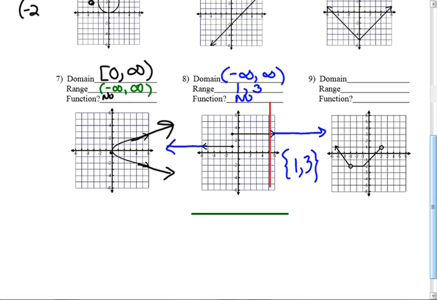So this one's kind of a little bit tricky, and I've done all the problems, and there's maybe a couple hard problems, but they're not too bad. Is this a function? Yes. I don't care about the sharp corner, it's not important.